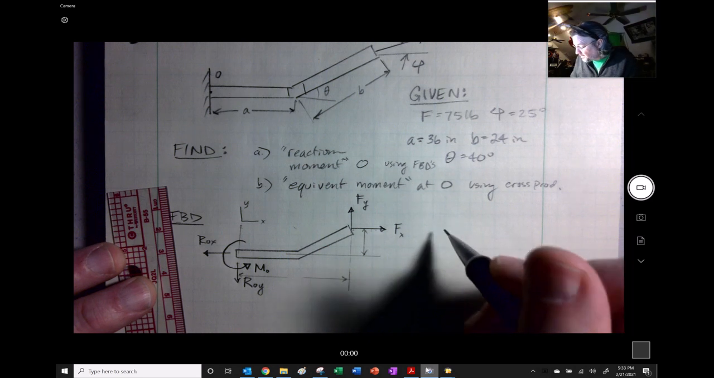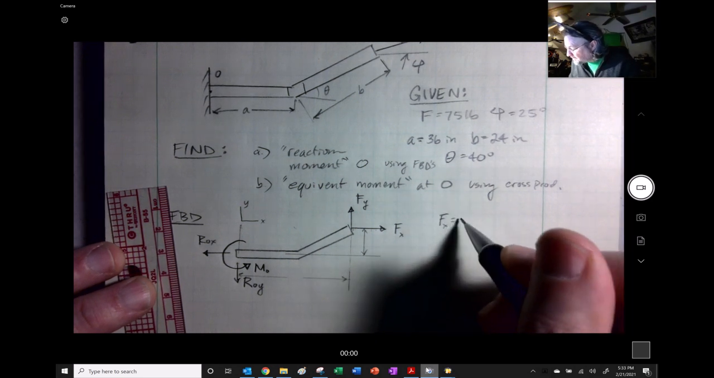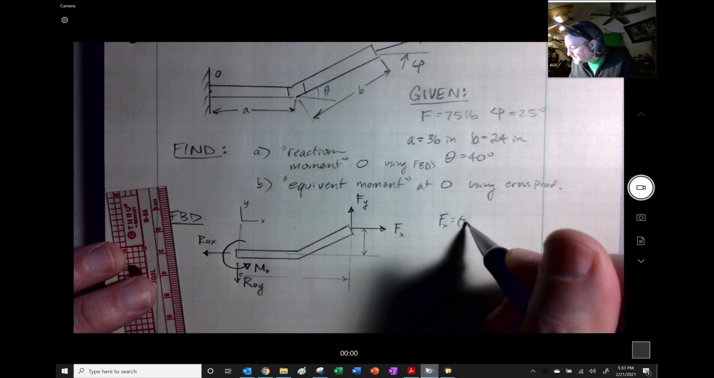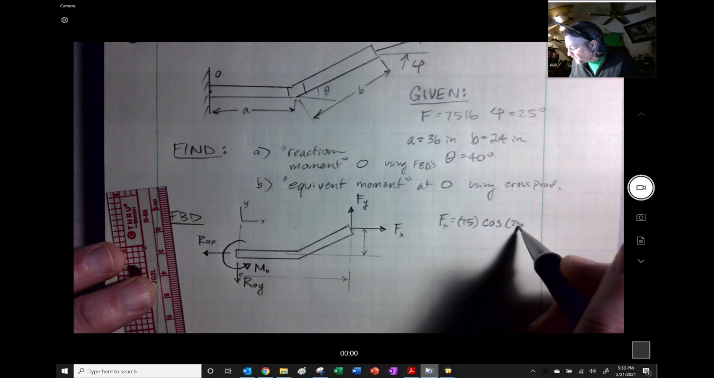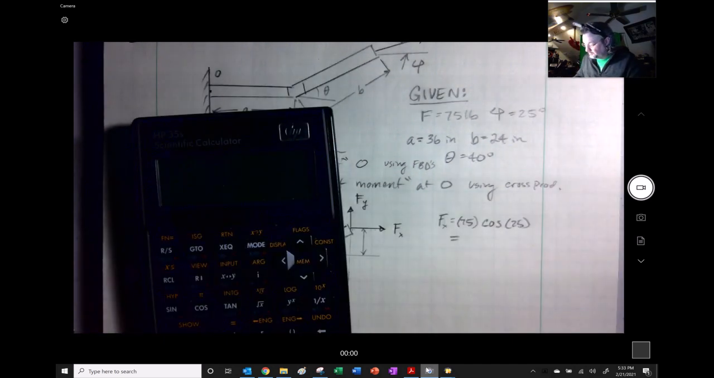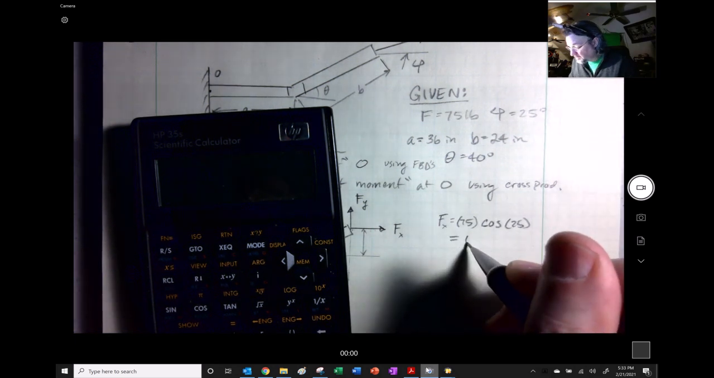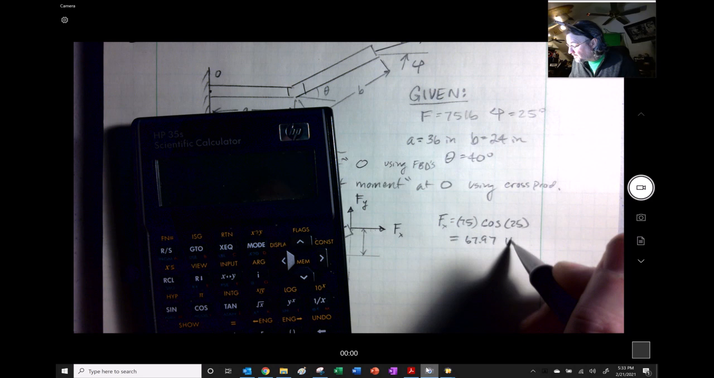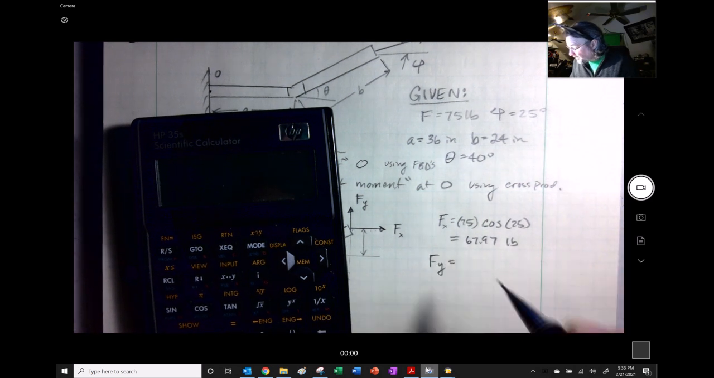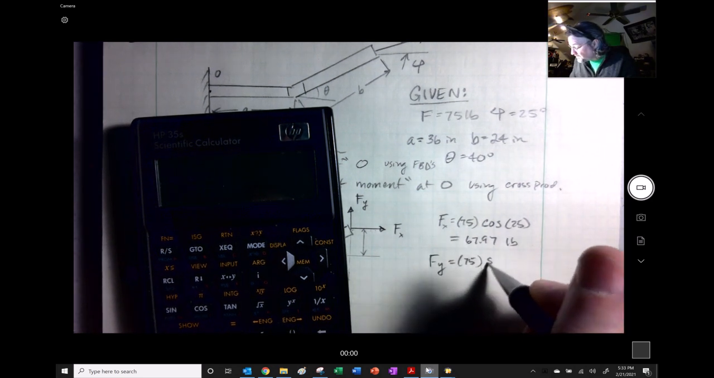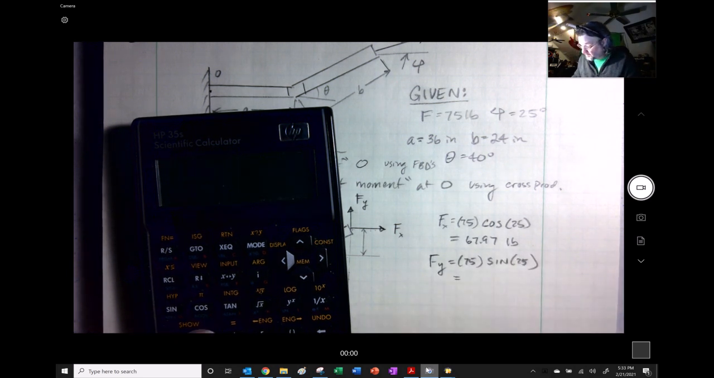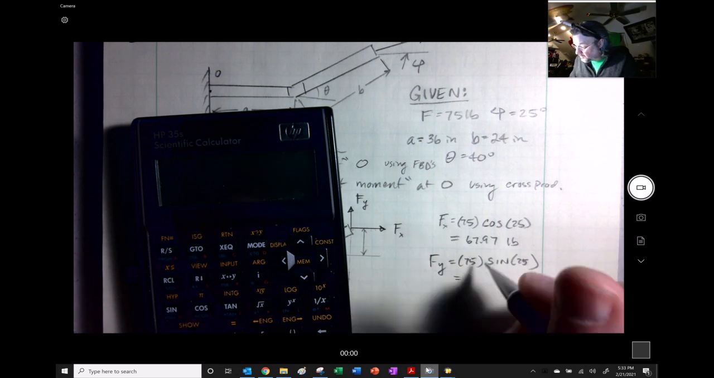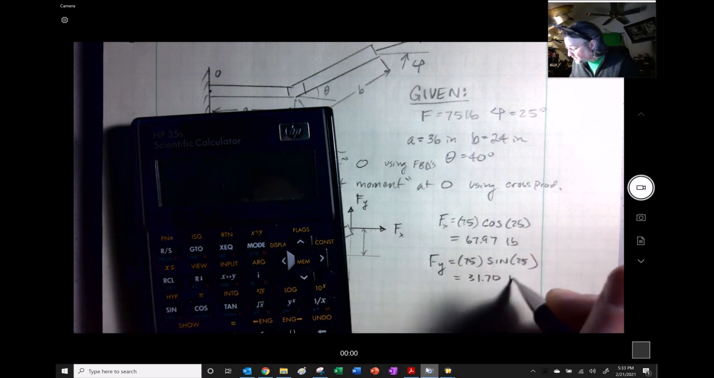So let me write over to the side that Fx is going to be my 75 times the cosine of 25, which then comes out to 67.97 pounds. And then Fy is going to be my 75 times the sine of 25, which comes out to 31.70 pounds.